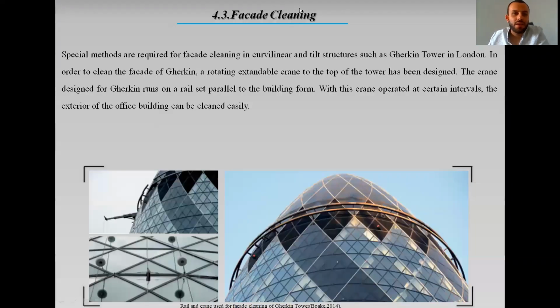Facade cleaning. Special methods are required for facade cleaning in curvilinear and tilted structures such as Gherkin Tower in London. In order to clean the facade of Gherkin, a rotating extendable crane to the top of the tower has been designed. The crane designed for Gherkin runs on rails set parallel to the building form. With this crane, operated at curtain intervals, the exterior of the office building can be cleaned easily.